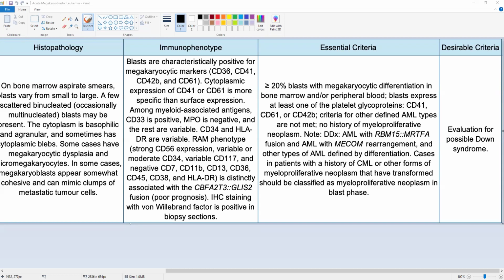A desirable criterion is evaluation for possible Down syndrome. This entity is rare, and the prognosis for this entity depends on the underlying molecular mechanism. For example, patients with CBFA2T3 GLIS2 fusion have poor prognosis.